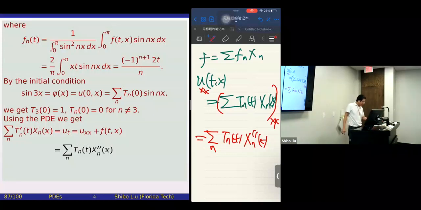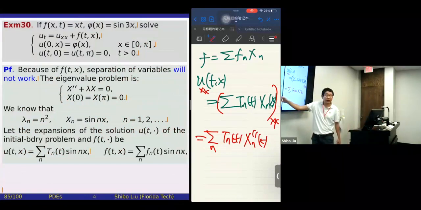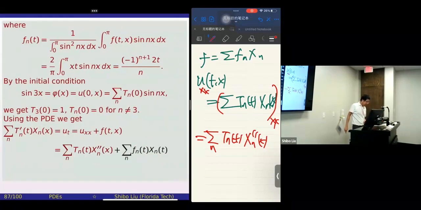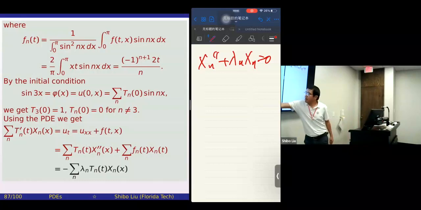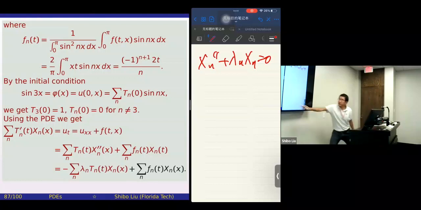Then copy our expansion for f. f is the sum of f_n(t) sin nx. Copy this to our computation. Here, look at this. Then combine this. Before combining, we remember that X_n double prime plus lambda_n X_n is 0, because X_n is the eigenfunction corresponding to lambda_n. So X_n double prime is replaced by minus lambda_n X_n. Okay, then copy the term of the second series here. So what can we see?